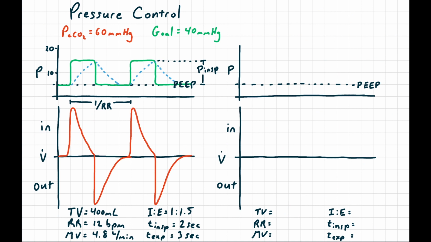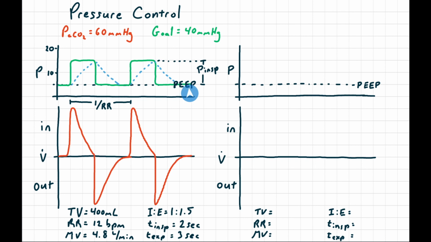Now, let's shift gears and look at the same problem in pressure control mode. So this is the same patient, intubated for airway protection, with an arterial carbon dioxide partial pressure of 60 millimeters of mercury, which you'd like to lower to 40 millimeters of mercury. And I've tried to keep the settings here very similar. The patient is being ventilated in pressure control mode at a respiratory rate of 12 breaths per minute.